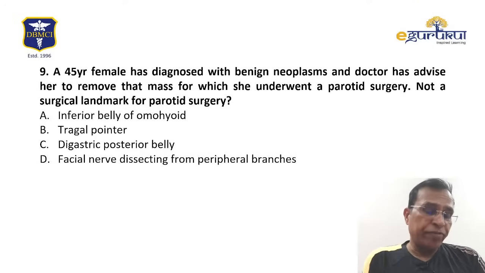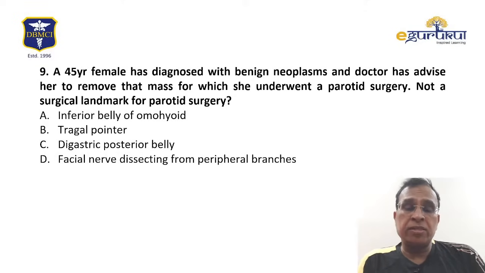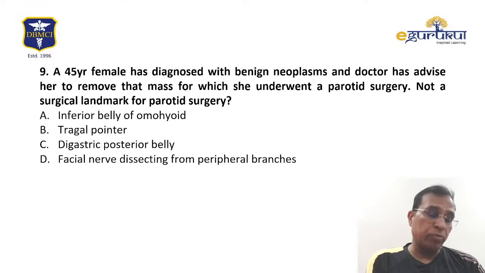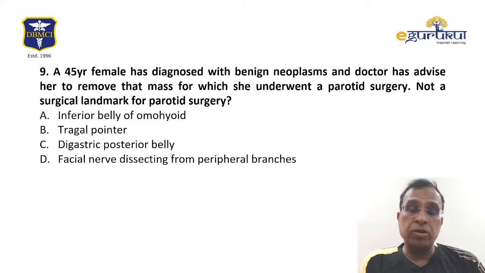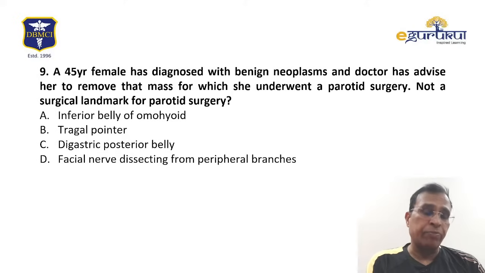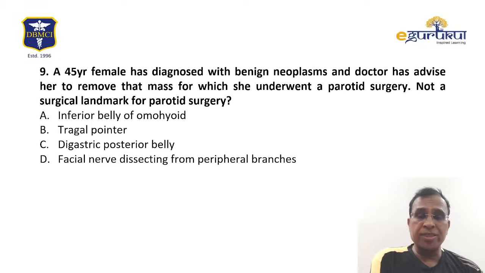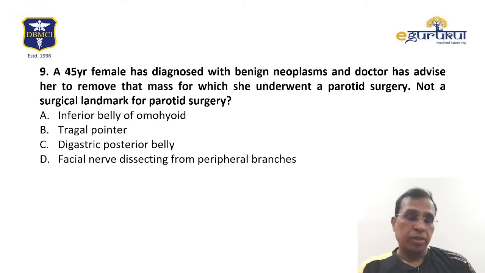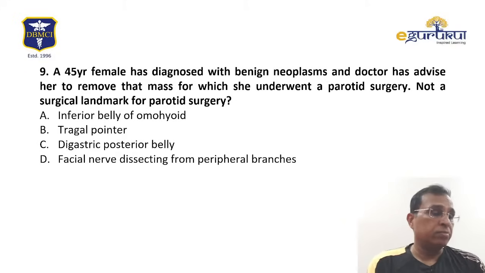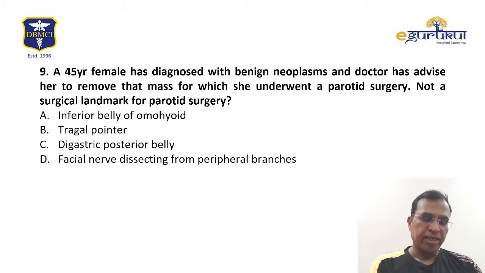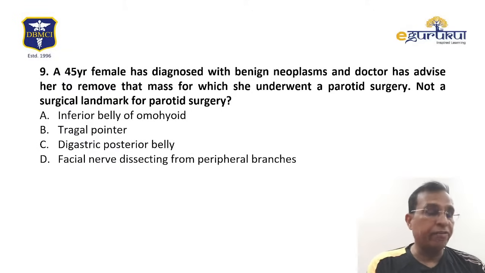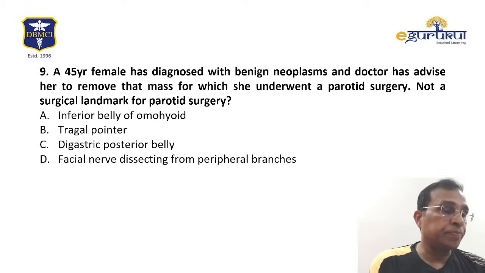A 45-year-old female diagnosed with a benign neoplasm, and the doctor has advised her to remove that mass, for which she has undergone a parotid surgery. Basically, they are asking you which of the following is not a surgical landmark for parotidectomy surgery. So what is the answer? Inferior belly of the omohyoid, tragal pointer, posterior belly of the digastric, and facial nerve dissection from the peripheral branches.